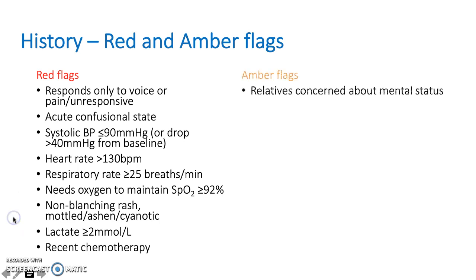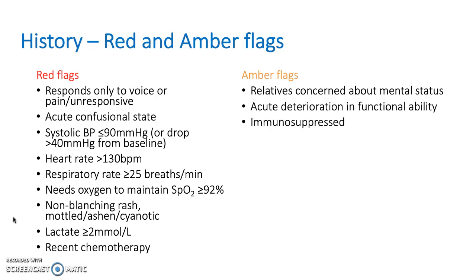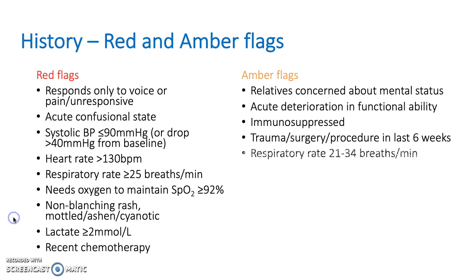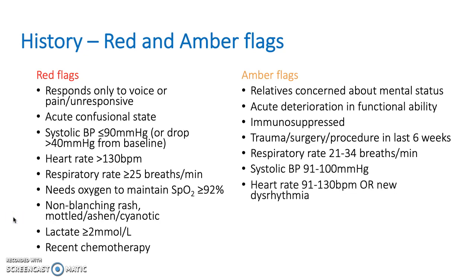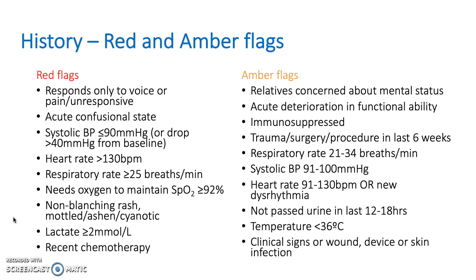The amber flags are: relatives concerned about mental status, acute deterioration in functional ability, immunosuppressed, trauma, surgery or a procedure in the last 6 weeks, respiratory rate of 21 to 34, systolic blood pressure of 91 to 100, heart rate of 91 to 130 or a new dysrhythmia, not passed urine in the last 12 to 18 hours, a temperature of below 36, or clinical signs of a wound, device or skin infection.